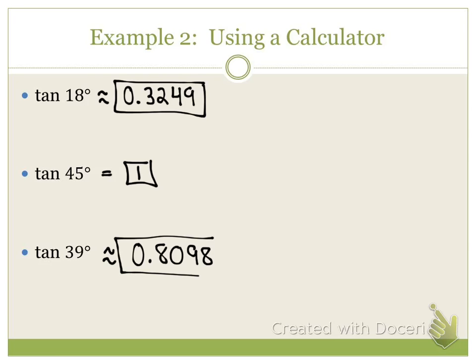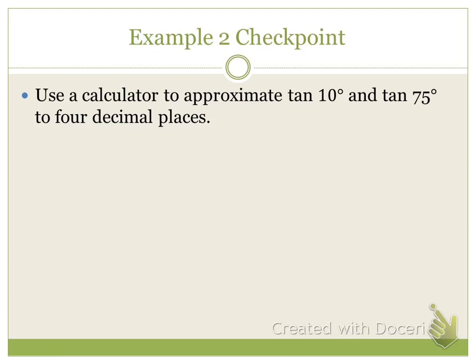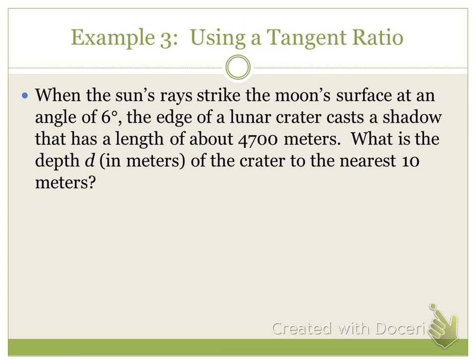0.8098. Did you round correctly? Okay, and we use our approximation symbol because we rounded. All right, so that's all we're doing. Now we're about to connect examples 1 and 2 together. You have some that are going to look like this on your quiz on Monday, okay?